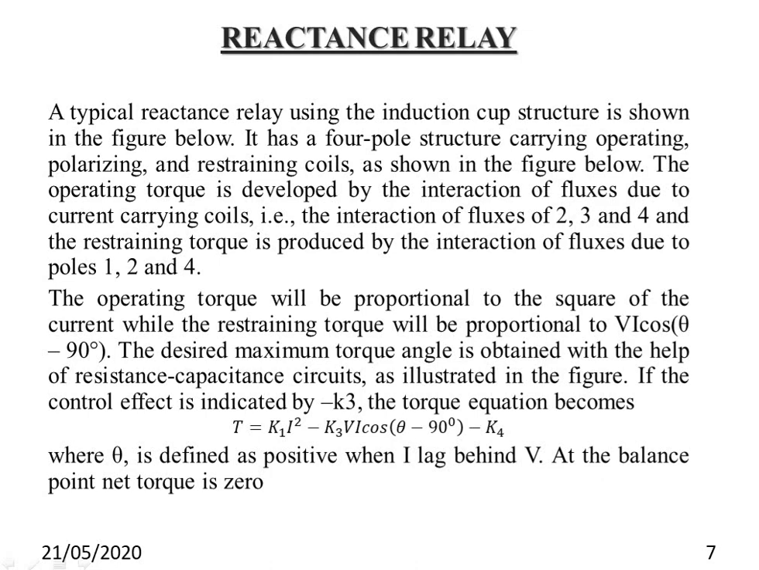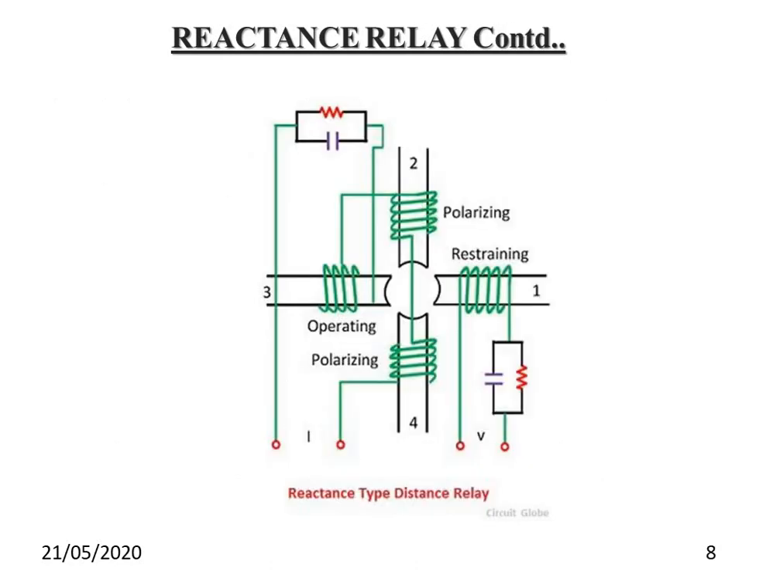Now the reactance relay. A typical reactance relay using the induction cup structure is shown in the figure below. You can see this is an induction cup type structure, and this relay is the reactance relay. How does this relay work? I am explaining here. You can see two polarizing coils. The upper coil and lower coil are called the polarizing coils, on the left-hand side is the operating coil, and on the right-hand side is the restraining coil.